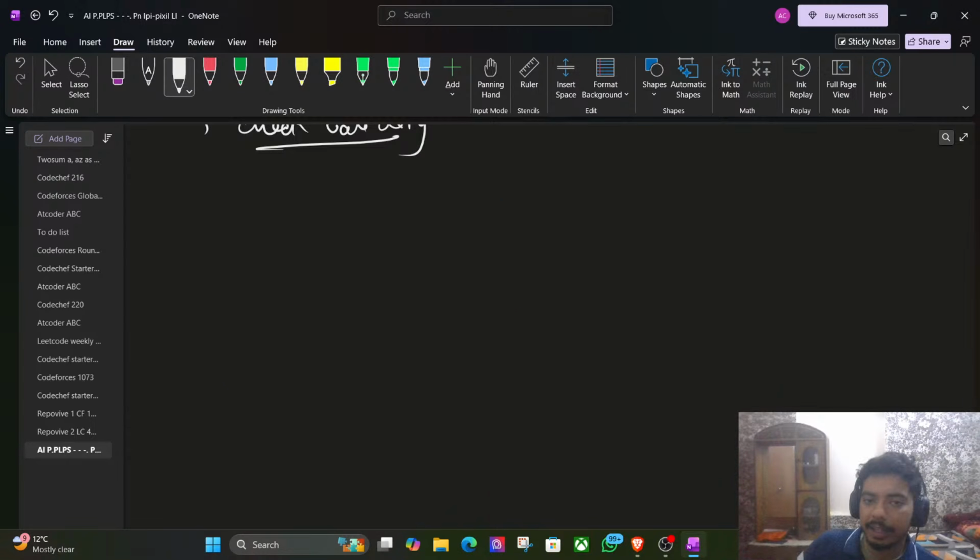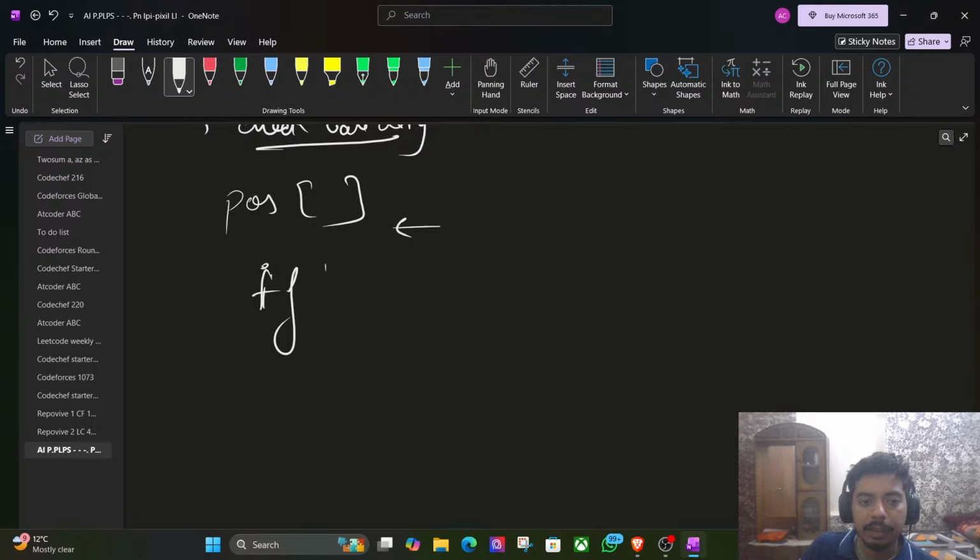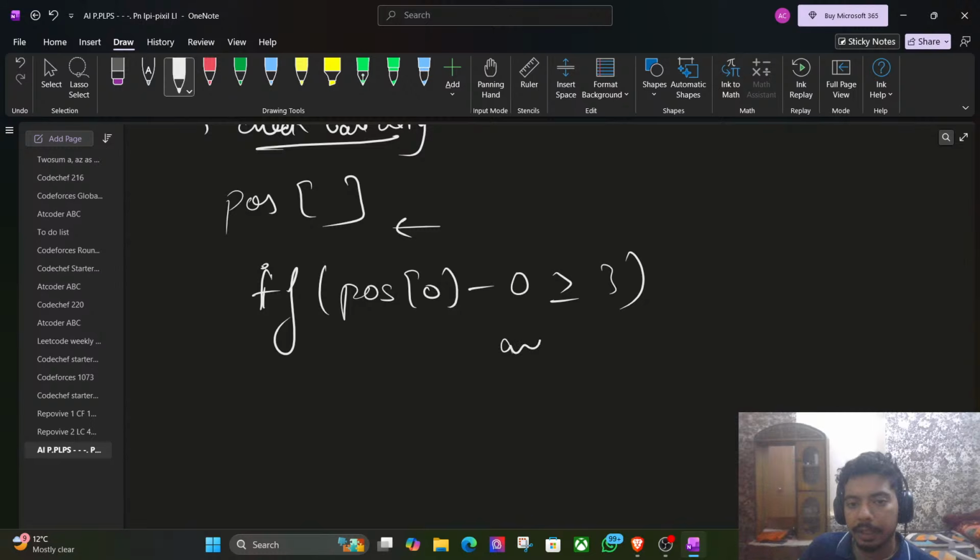If I can write pseudocode for you: take the position array and push back all the positions into it. First check if position 0 minus 0 is greater than or equal to 3, and take your answer as ceil value of (position 0 minus 0) divided by 3.